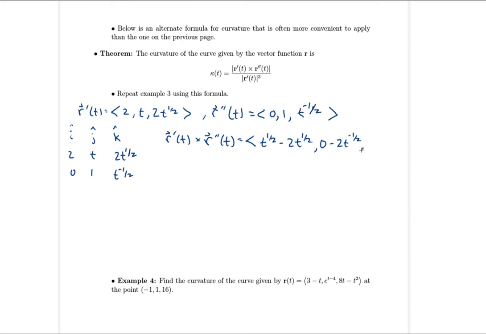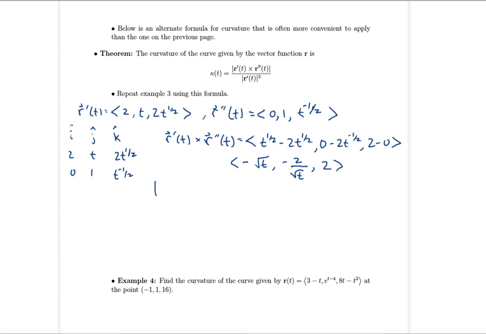And then for my k component, it's going to be 2 minus 0. So this is just going to be negative, and I'll go ahead and turn this, instead of t to the 1/2, we'll say square root of t. And then negative 2 over the square root of t, and then 2. That's not so bad. But we need the magnitude of this, right?